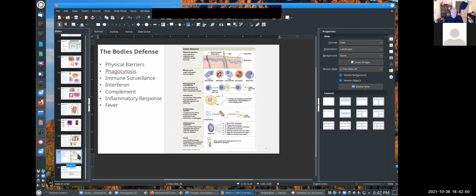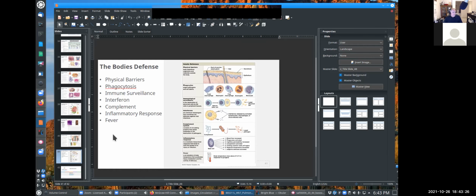Got it. And then you might just review these components of the body's defense: physical barriers, phagocytosis, immunologic surveillance, interferons that are chemical messengers, basically, especially in viral infections, the complement system, inflammatory response, and fever, how the body defends itself. Okay. I think that's it.